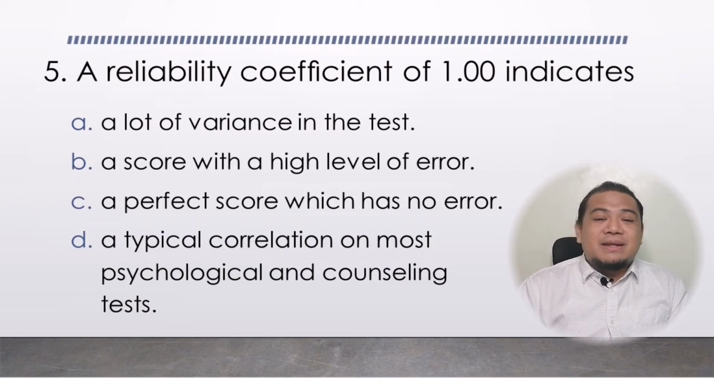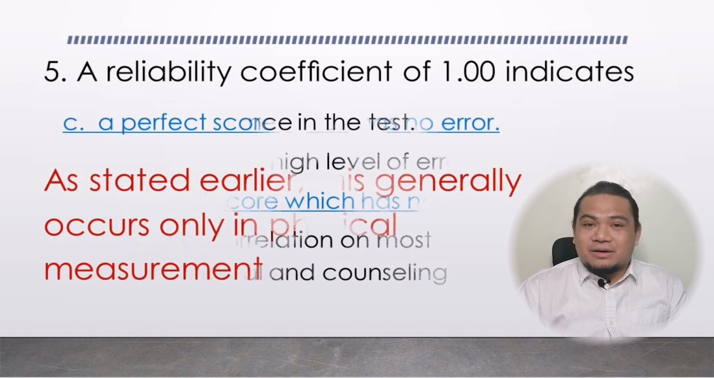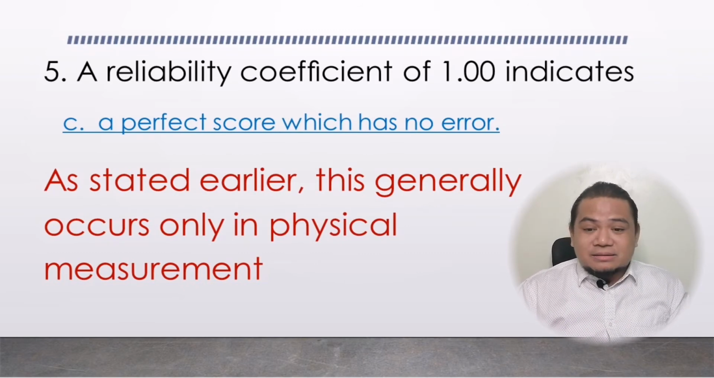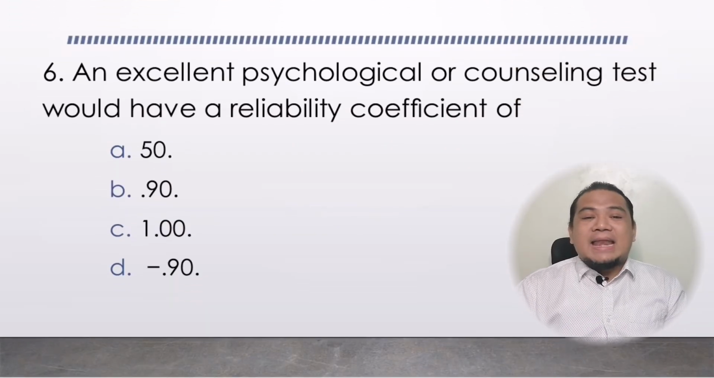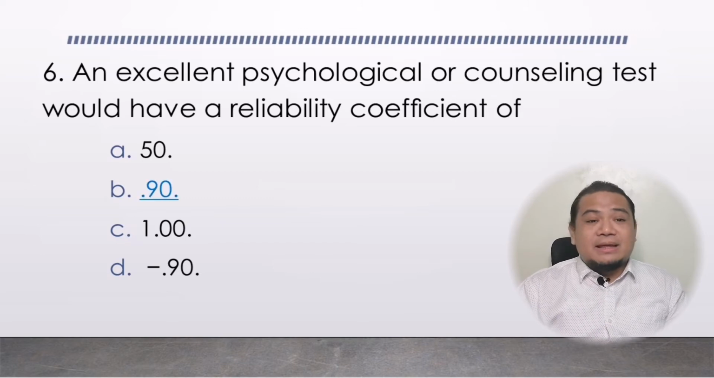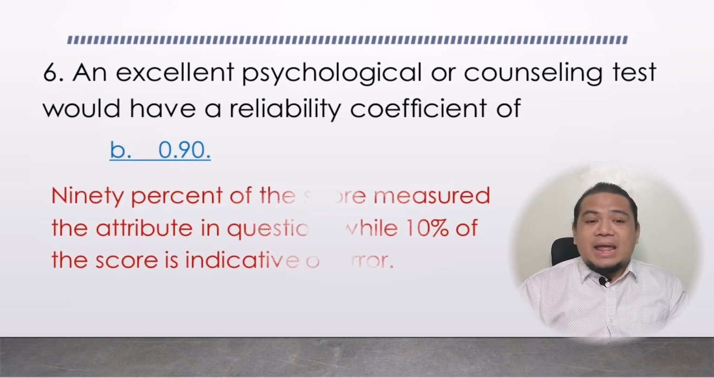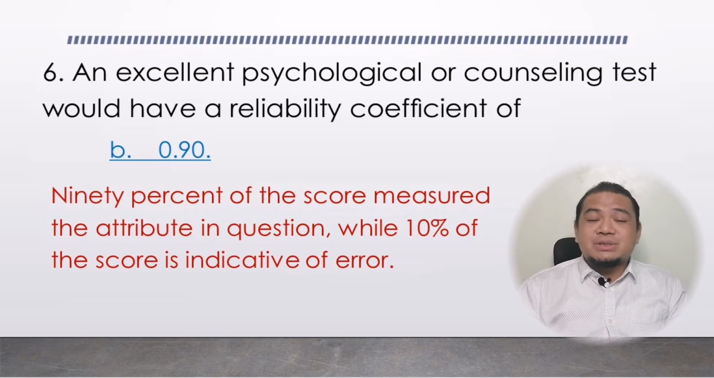Number 5, a reliability coefficient of 1.00 indicates, and the answer is letter A or letter C, a perfect score which has no error. As stated earlier, this generally occurs only in physical measurement. Number 6, an excellent psychological or counseling test would have a reliability coefficient of, and the answer is letter B, 0.9. 90% of the score measured the attribute in question, while 10% of the score is indicative of error.